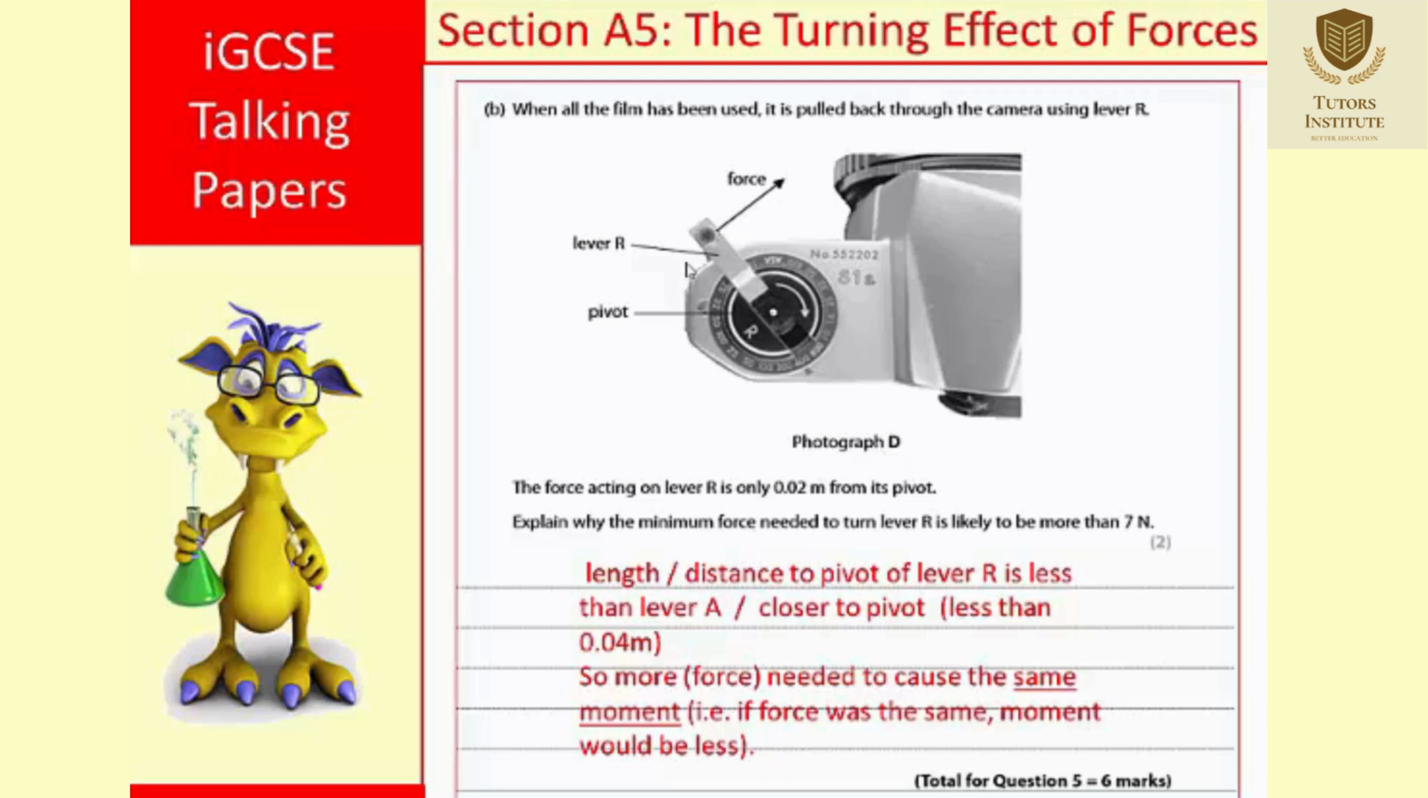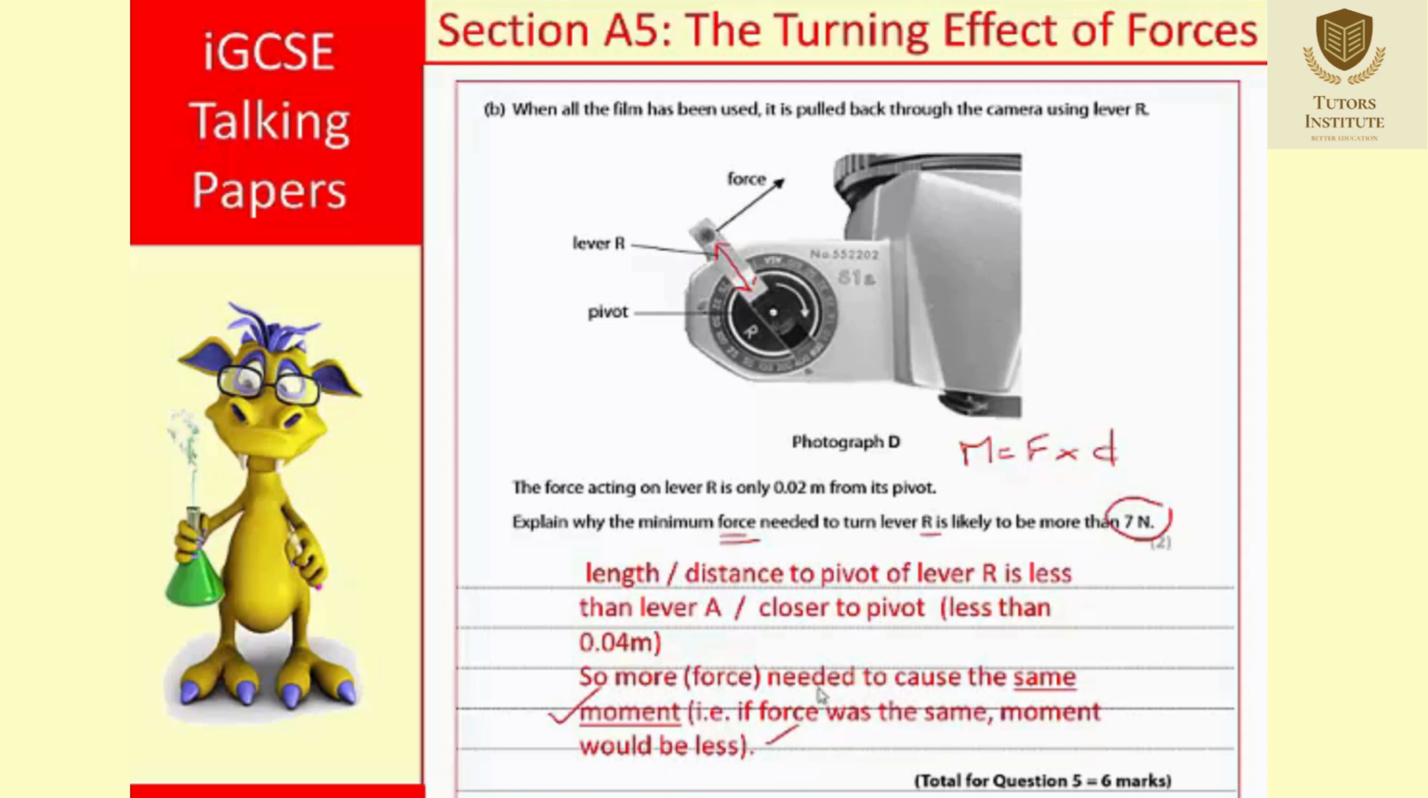Last bit. Now this is all to do with the fact we are shortening the distance to the pivot. We've got a much shorter distance here than we had on the other side. So how is this going to affect the force? Explain why the minimum force needed to turn R is more than 7 newtons. Now remember our equation, the moment equals force times distance. So the distance to the pivot is less than lever A. Remember that lever A was 0.04, and lever R is 0.02. So more force is needed to cause the same moment.